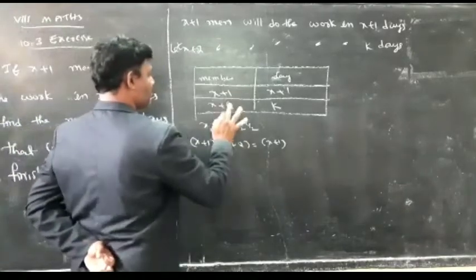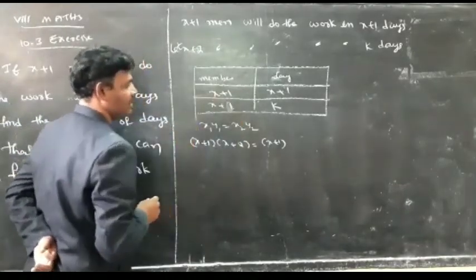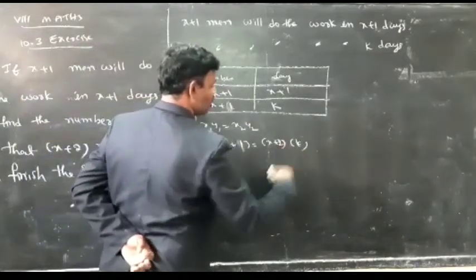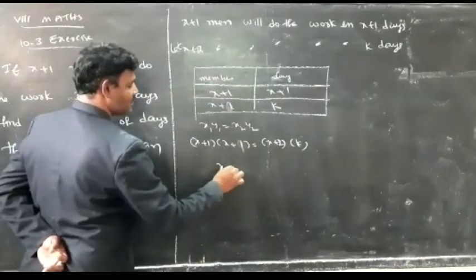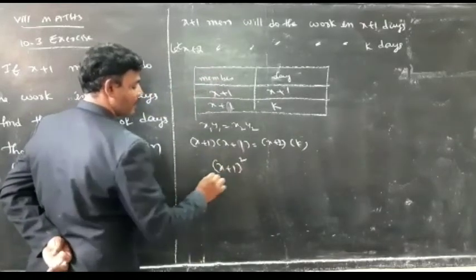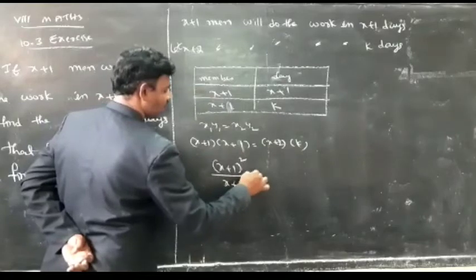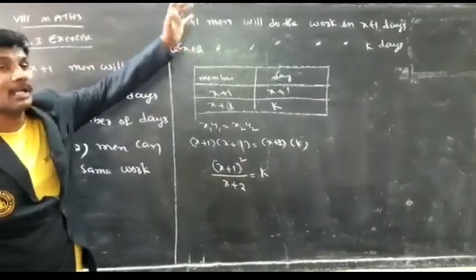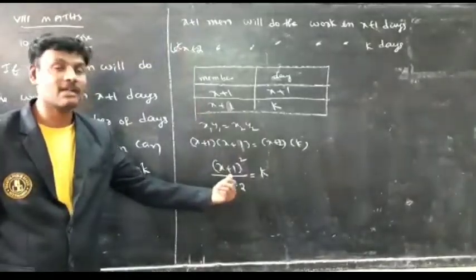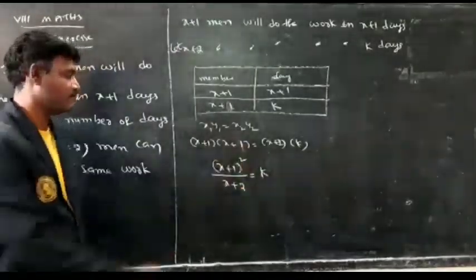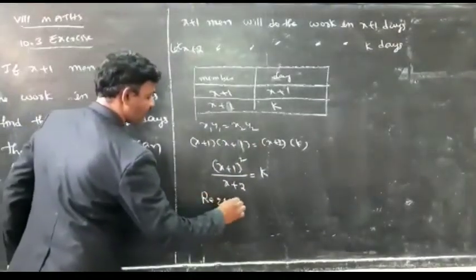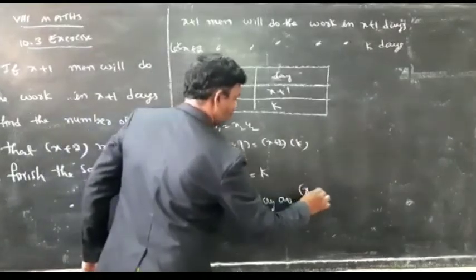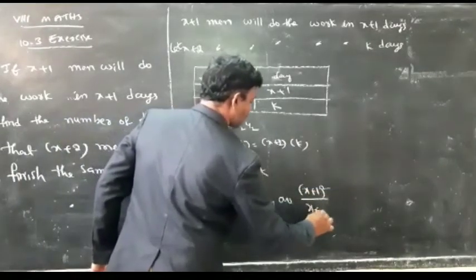So x plus 1 members can complete the work in x plus 1 days. Then x plus 1 into x plus 1 is equal to x plus 2 into k. x plus 1 into x plus 1, we can write x plus 1 whole square by x plus 2 is equal to k. See here, x plus 2 members can complete the same work in x plus 1 whole square by x plus 2 days. So required days are x plus 1 whole square by x plus 2.